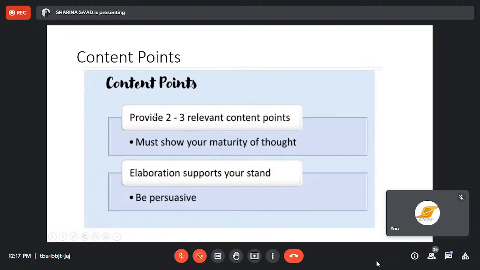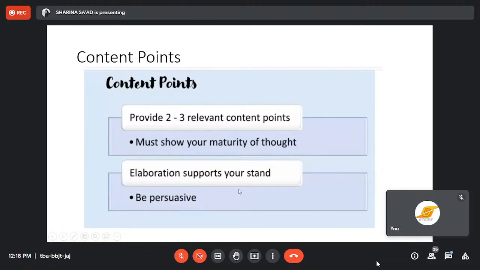paragraph, yeah? So you have to provide 2 or 3 relevant content points, and you have to show your maturity of thoughts, and then you have to elaborate supports of your stand, and you have to be persuasive because you want the reader to believe in what you said, or the reader to be influenced by what you have written.